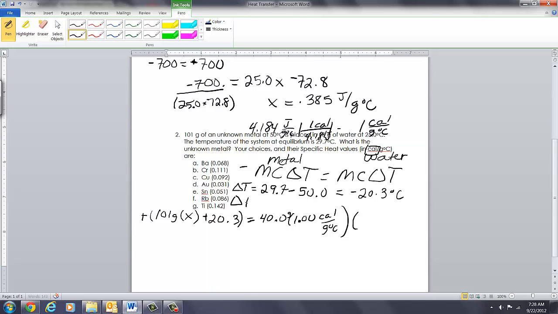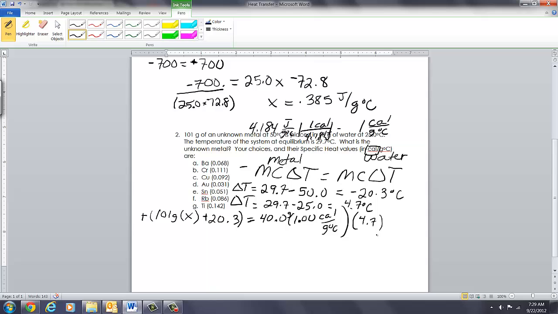Temperature change for the water: it finished at 29.7, but the water started at 25. So the water only changed 4.7 degrees. Now look at this right here. It shows you again the difference in specific heat. Metals have a low specific heat, so they have a large temperature change. Water has a high specific heat, so it has a small temperature change. Okay, so I'm going to plug in 4.7.